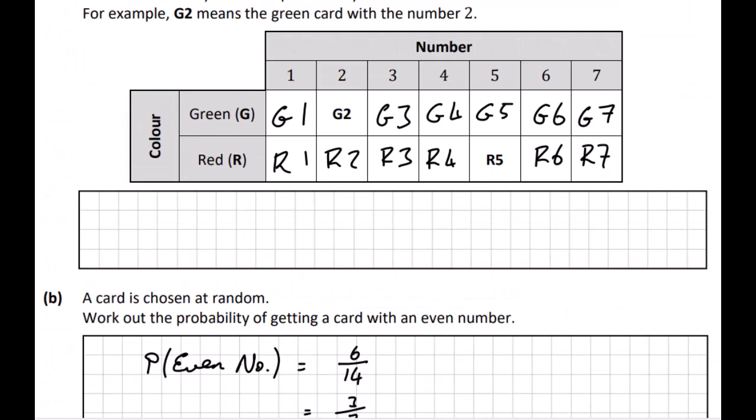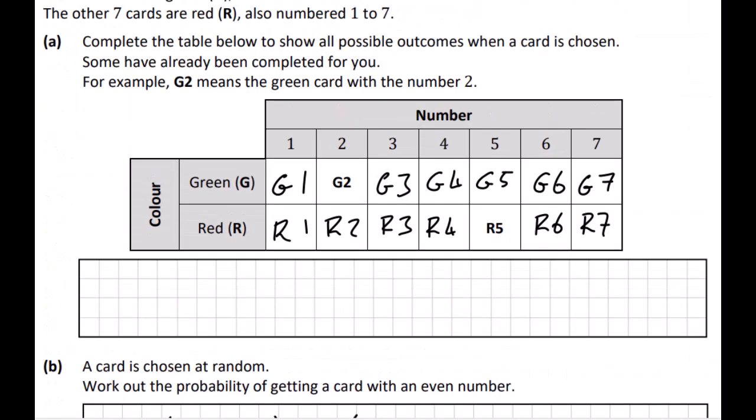So if we have a look at our table again, let's say he picks this one first and doesn't replace it. He then picks a second card at random. Find the probability the second card is a different colour and a different number. So a different colour would be here, and a different number means that there are only 6 left. 1, 3, 4, 5, 6, and 7.